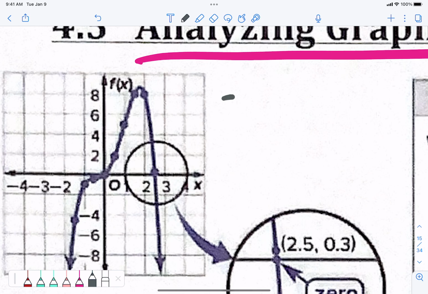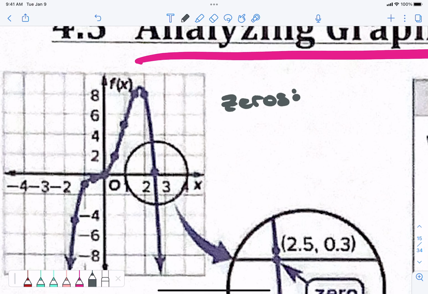For this function, let's say we're trying to locate the zeros. What are you doing? Nothing. Okay, go sit down. Go sit, take notes. Let's say we're trying to locate the zeros.